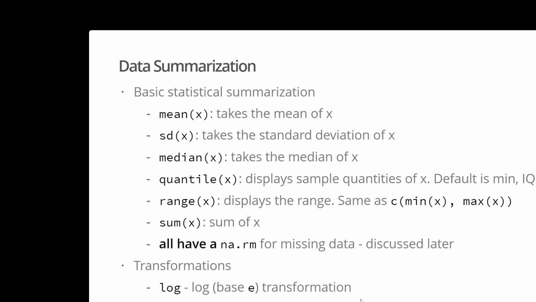There's also some basic transformations, like the log function, which is base e, the natural log. Log2 is a log base 2 transform, which is popular in genomics. There's also a log10 transform. There's square root, and correspondingly the exponential exp function to undo a log transform.